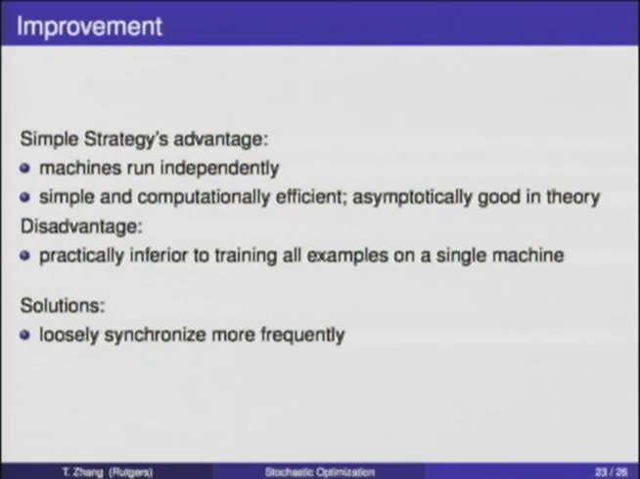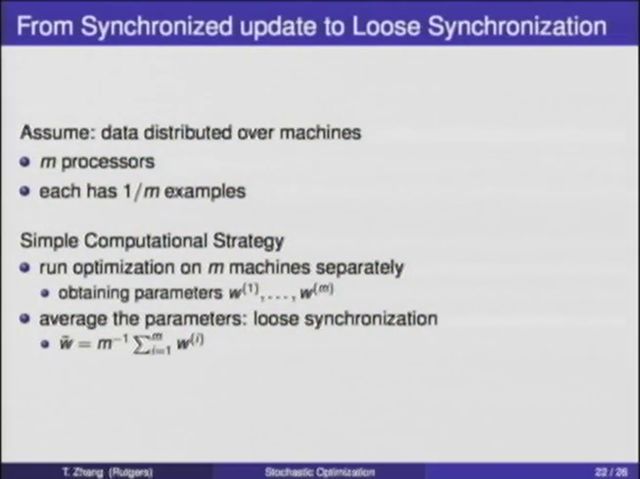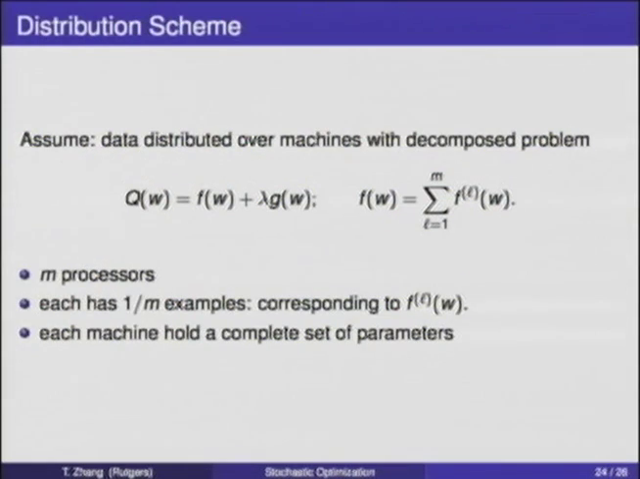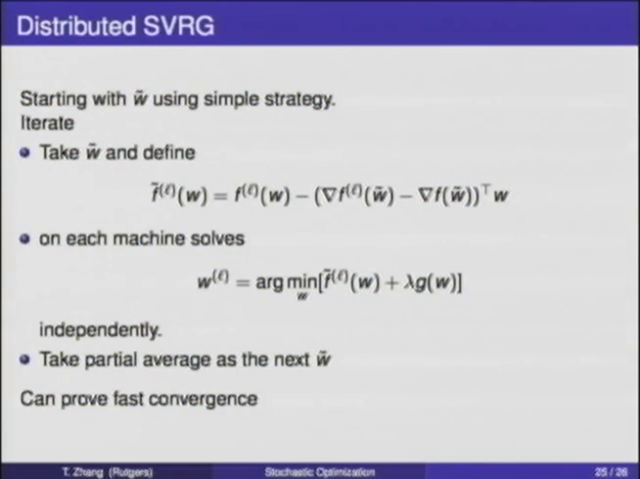Solution: you want to synchronize more. You just repeat this step. The question is, how do you want to repeat? Once you get this one, where do you go from there? Here is where you want to look at this form. With m processors, how do I want to speed this up? It's basically the same as SVRG. The proposal is basically the same as SVRG, except you do a parallel version.